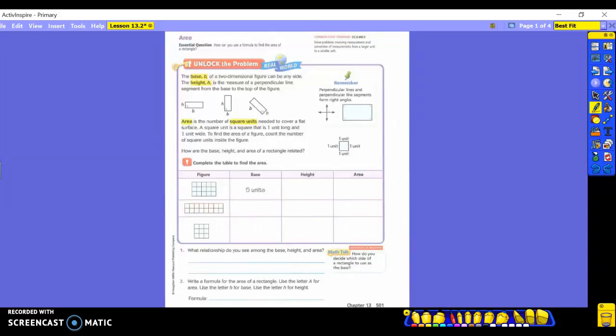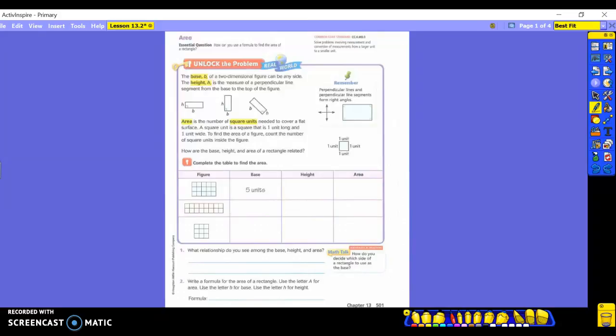The base B of a two-dimensional figure can be any side. The height H is the measure of a perpendicular line segment from the base to the top of the figure. Take a look at your little pictures. So height is this one on this, base is the bottom. Height over here on the side, base is the bottom again. If they're choosing this to be the base this time, height would be this side. So see how it can be any side for base. And then the height is going to be the perpendicular line from the base to the top of the figure. So whatever you pick for your base, you have to make sure you do the right thing for the height.